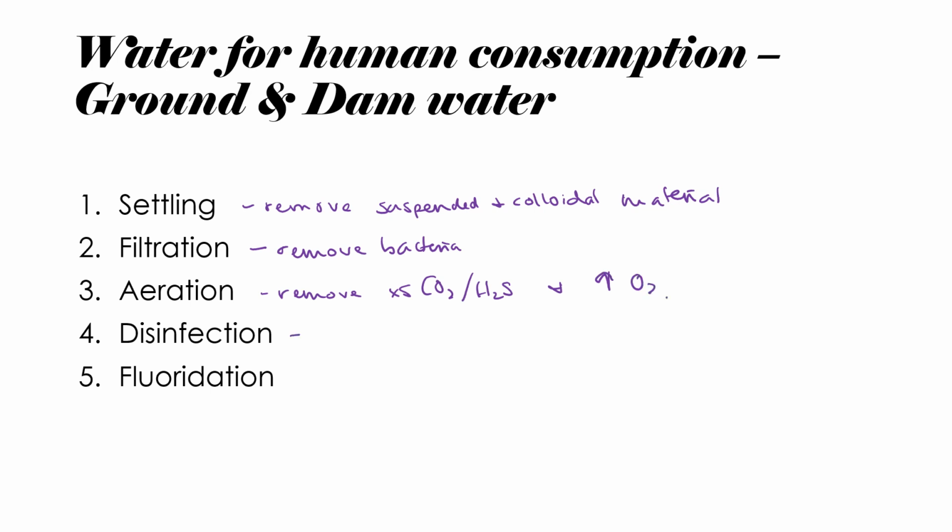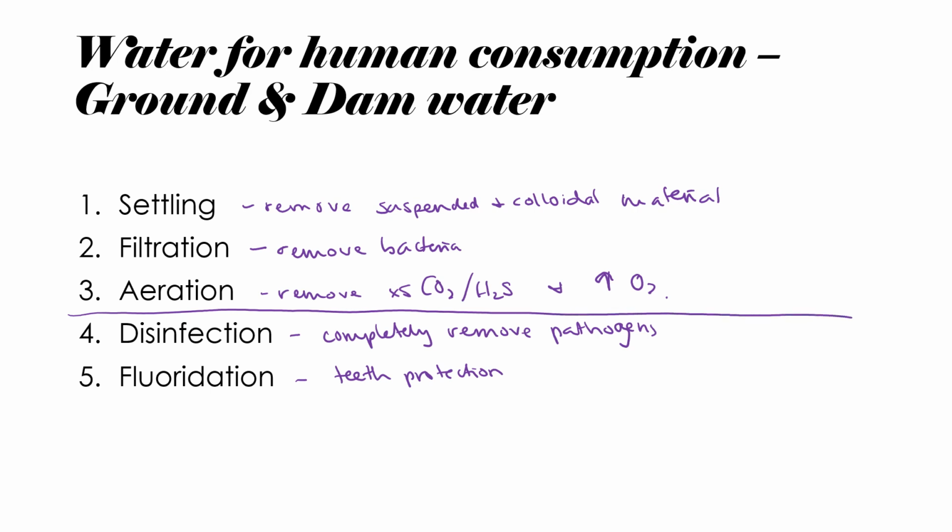Disinfection is to completely remove pathogens. And fluoridation is for teeth protection. Now, in dam and deep groundwater, the first three are done naturally, and we just disinfect and fluoridate. In shallow groundwater, you need to do all 5 steps.